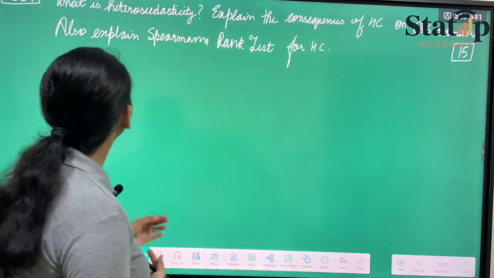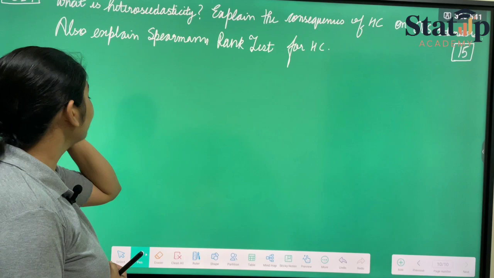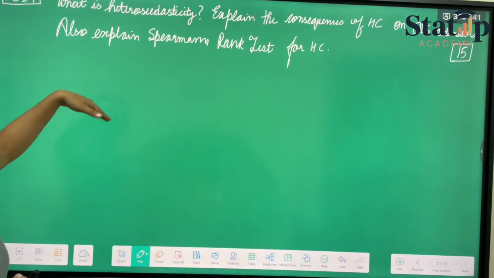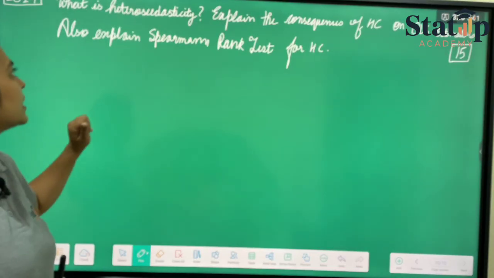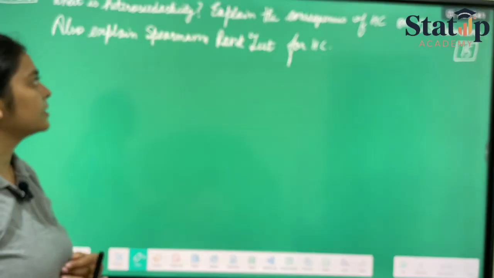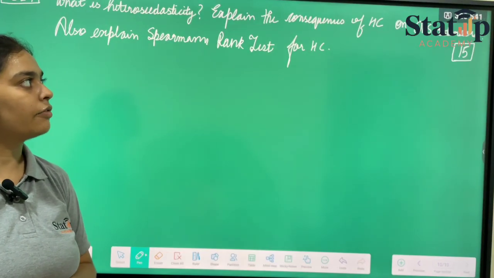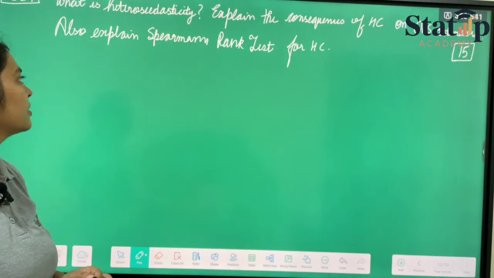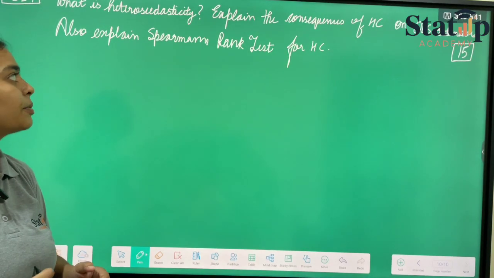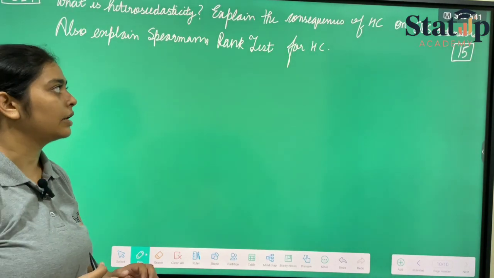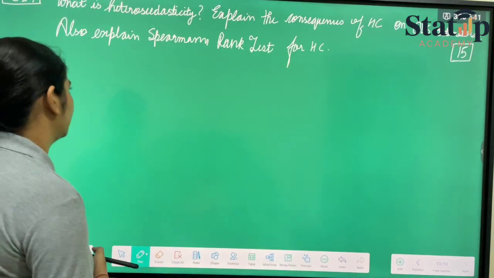Now we will do one PYQ of 2024, which was of 15 marks. The question says: what is heteroscedasticity? Explain the consequences of heteroscedasticity on OLS estimators, and also explain the Spearman rank correlation test for heteroscedasticity.